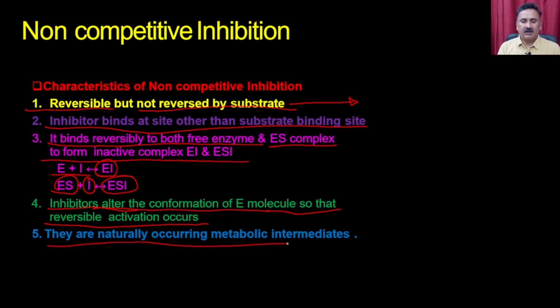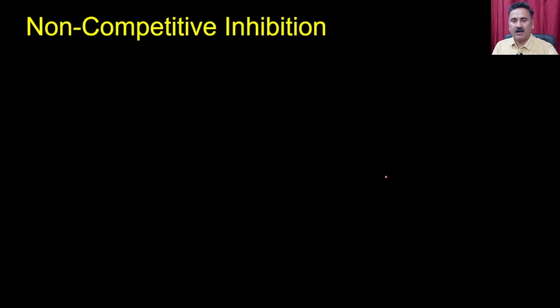They are naturally occurring metabolite intermediates. So non-competitive inhibition, as the name suggests: you have the enzyme interacting with the substrate and forming the complex. The forward reaction is K1, the reverse is K minus 1, and the enzyme-substrate complex then forms the product and the free enzyme through K2.